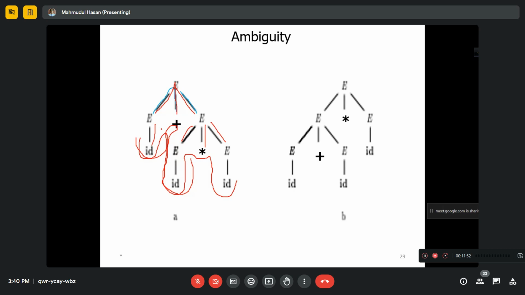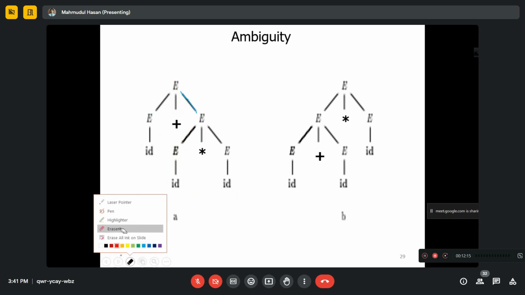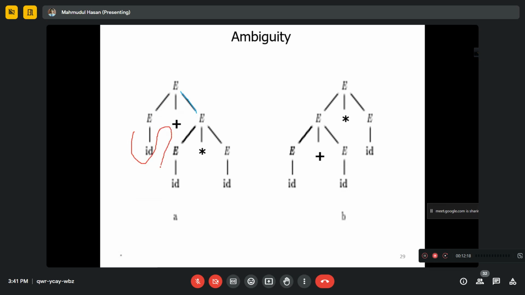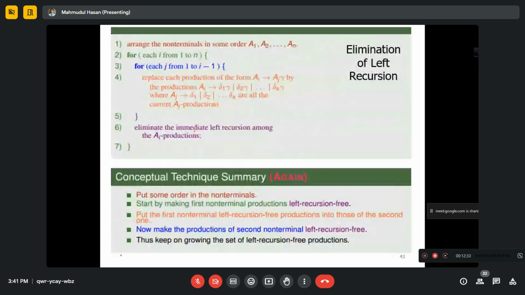So I think you know about DFS or pre-order in data structure: pre-order, in-order, post-order, and DFS, BFS. You know about DFS, depth first search. If you think about DFS, it actually looks like this. A top-down parser follows pre-order or depth first. That means it will go to the depth, like that. So this is the traversal of a top-down parser.